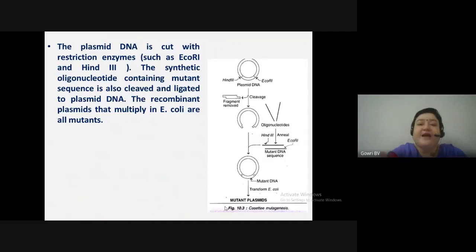Now in this picture, the description comes. The plasmid DNA is cut with restriction enzymes such as EcoR1 and HIND3. The synthetic oligonucleotide containing mutant sequence is also cleaved and ligated to the plasmid DNA. Ligation is carried out with the enzyme DNA ligase. The recombinant plasmids that multiply in E. coli are all mutants, that is 100% mutants.